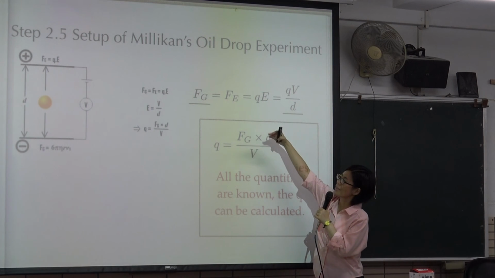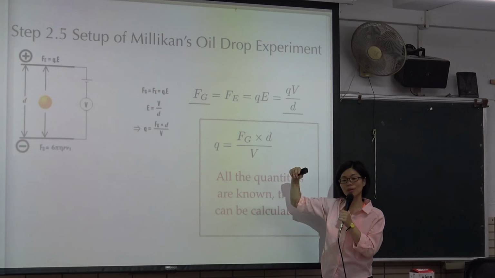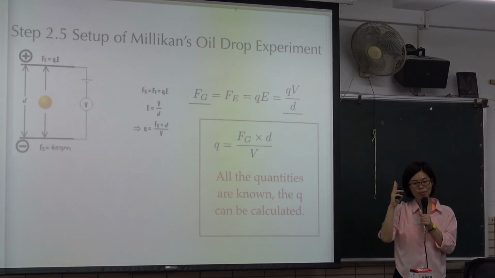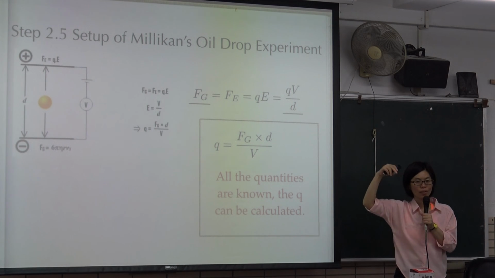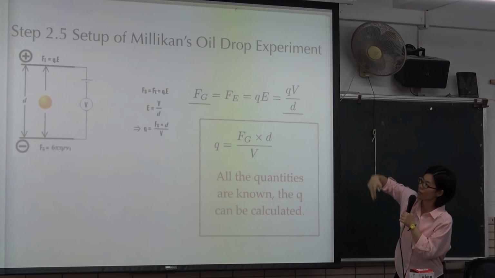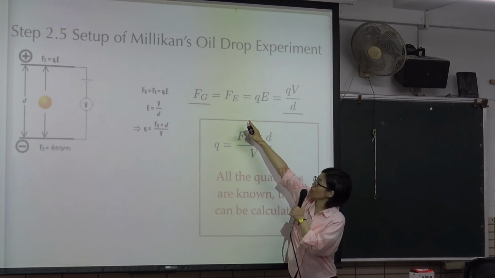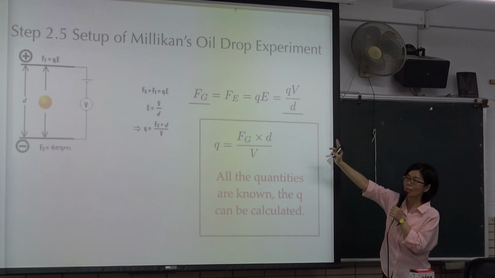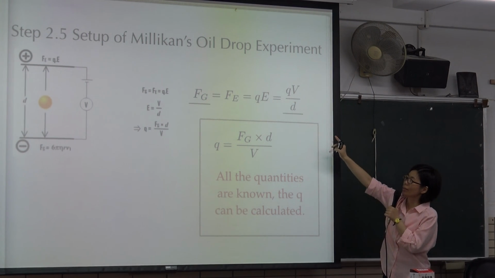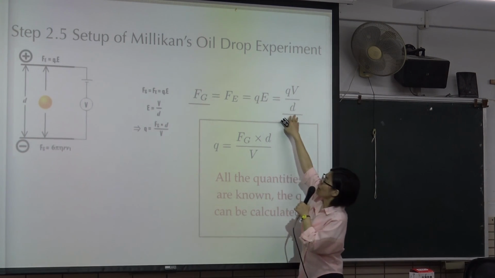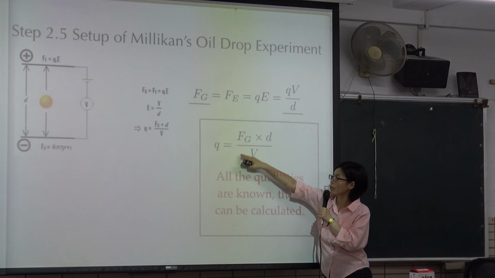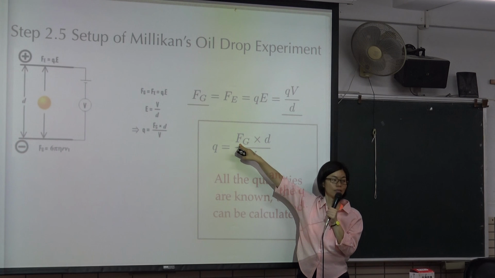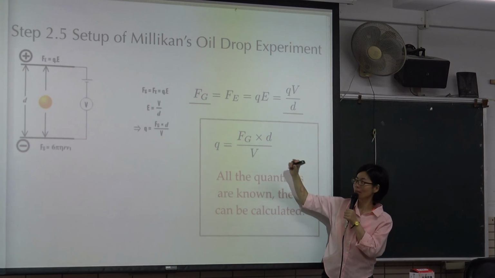Fg means the gravitational force. As we said before, the gravitational force will equal the viscosity force. The electric force F equals QE, E equals V over D. So by combining these two, we get Q. We know the gravitational force because we know the viscosity force. We know the D, the distance between the two plates.